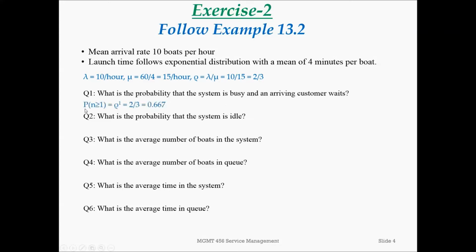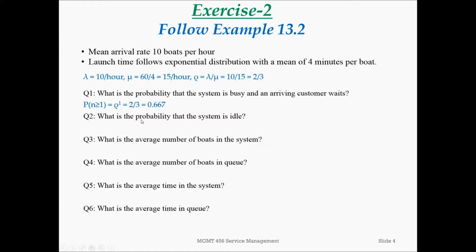So we can apply the formula. The probability that you have one or more customers is rho, equal to 2/3, which as a fractional number is 0.667. So it's about 66.7% of the time the system is busy. So reading the question is very important. Understanding what the question is asking about is very important. Then we can apply the right formula.